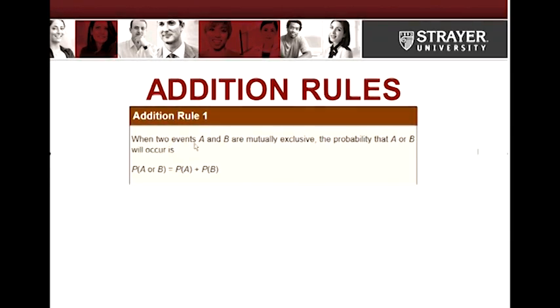The addition rules. If your events are mutually exclusive, and can somebody put in an example of what is mutually exclusive? What does mutually exclusive mean? Does nobody know what mutually exclusive is? Okay, Tim, thank you. I have 2 people willing to actually respond. This is good.